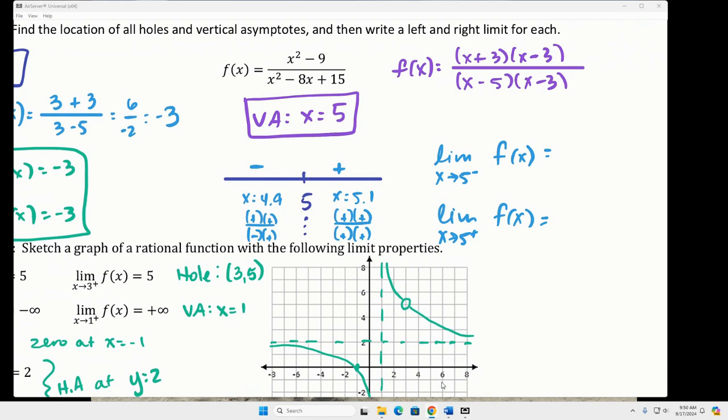So then, this means the left side of 5, we're going towards 5 from the left side. I got negative. This one is going to be negative infinity. And on the right is going to be positive.